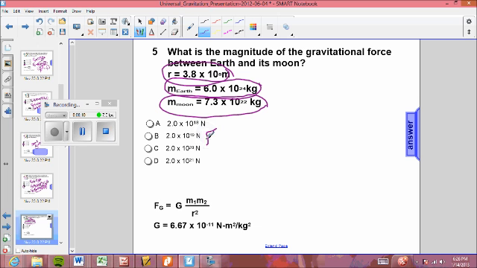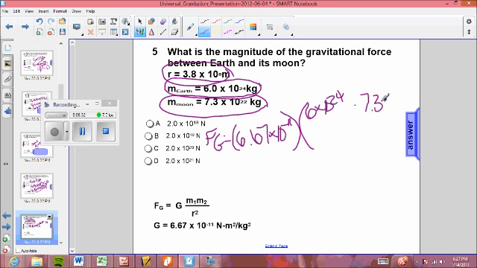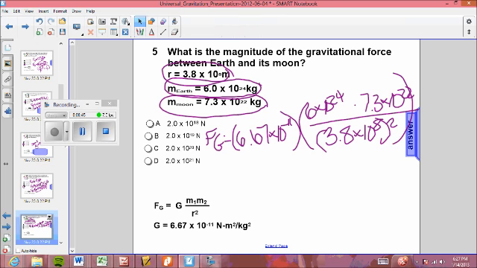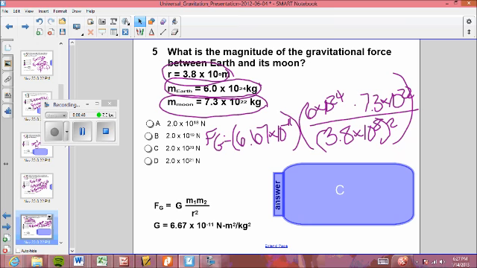So we would plug it in as 6.67, just like the last ones, times 10 to the negative 11. But now our m1 is going to be 6 times 10 to the 24, times 7.3 times 10 to the 22nd, and divide it by 3.8 times 10 to the 8th. And remember, that is squared because our radius is squared. What we're going to get in the end is C.